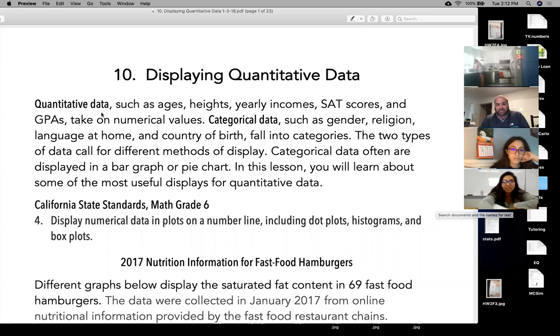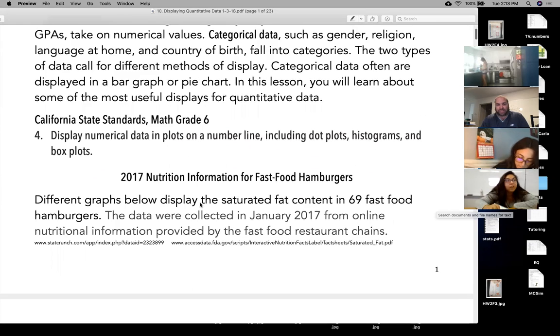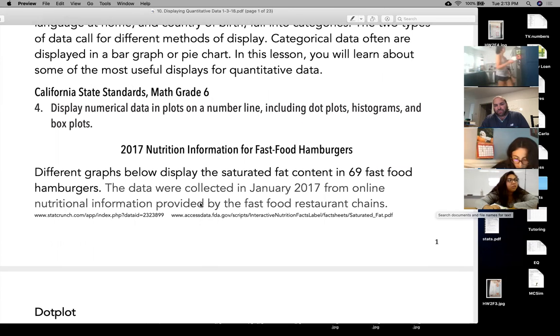So this section is about quantitative data, data where averaging does make sense. Just as an aside, categorical data is usually displayed in one of two picture forms, either a bar graph or a pie chart. Those are the standard representations. But what we're doing in this section is about quantitative data. How do we display it? Dot plots, histograms, and box plots are the three standard forms of displaying quantitative data.